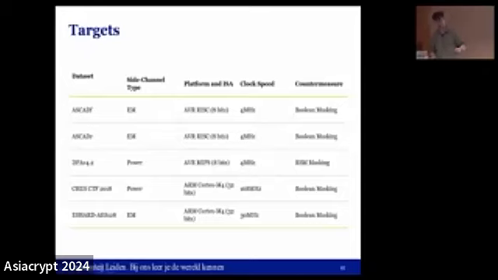So we have several targets here. I won't go through them too closely, but we essentially have 3 8-bit devices with EM power measurements, which implement either Boolean masking or OSM masking, and then we have 2 32-bit devices, which implement Boolean masking.